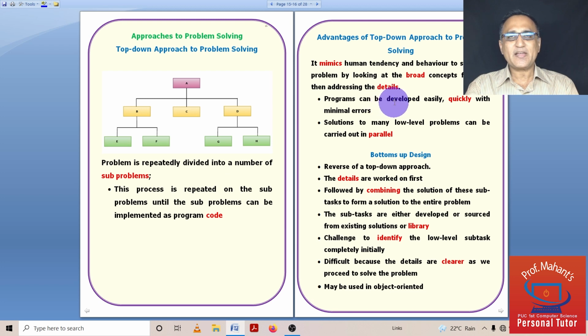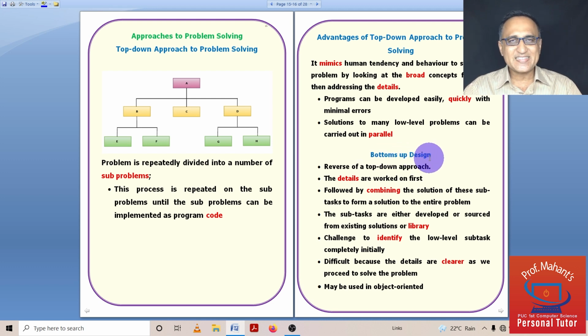So programs can be developed independently and quickly by different people with minimum errors. Another advantage is when you break the problem into a number of parts, different people can develop solutions to different parts in parallel. Now try to understand what is bottoms up design.